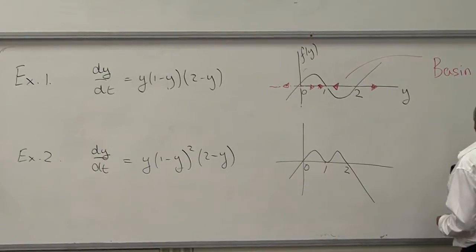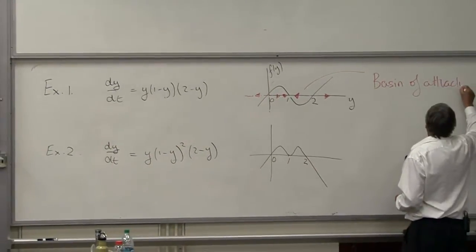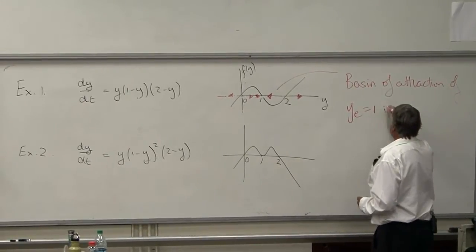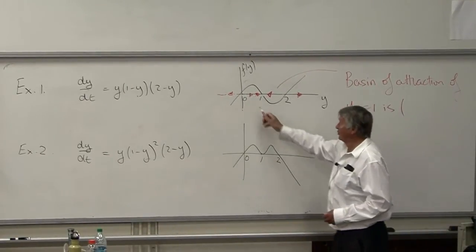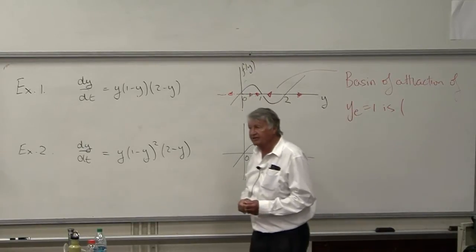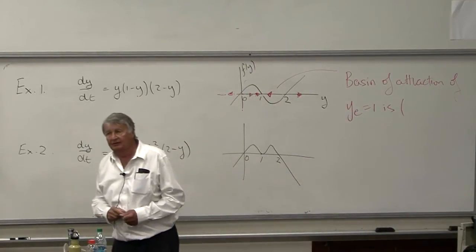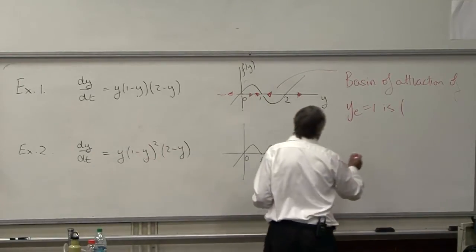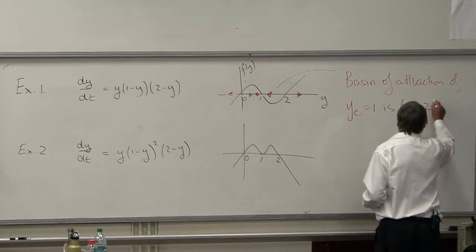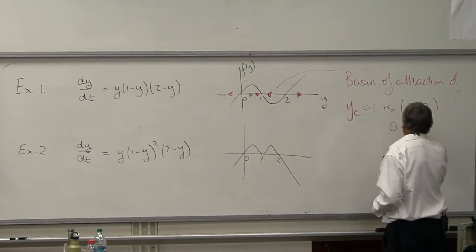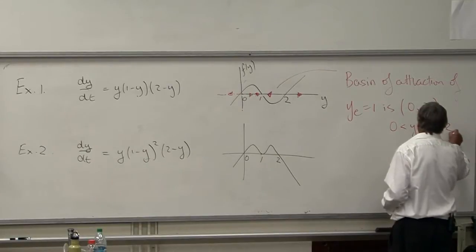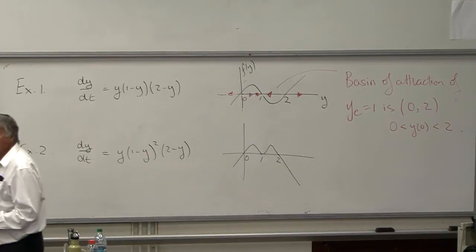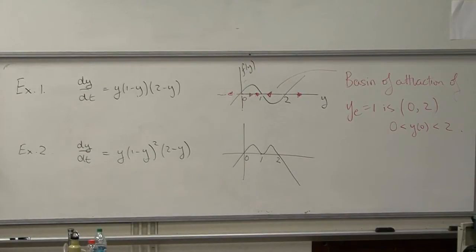Basin of attraction of y_e equals 1 is the set of all starting points. Where would I have to start to end up at 1? Anywhere between 0 and 2. So it's this open set. So y of 0 would have to be greater than 0 and less than 2. That's the basin of attraction of the asymptotically stable point y_e equals 1.